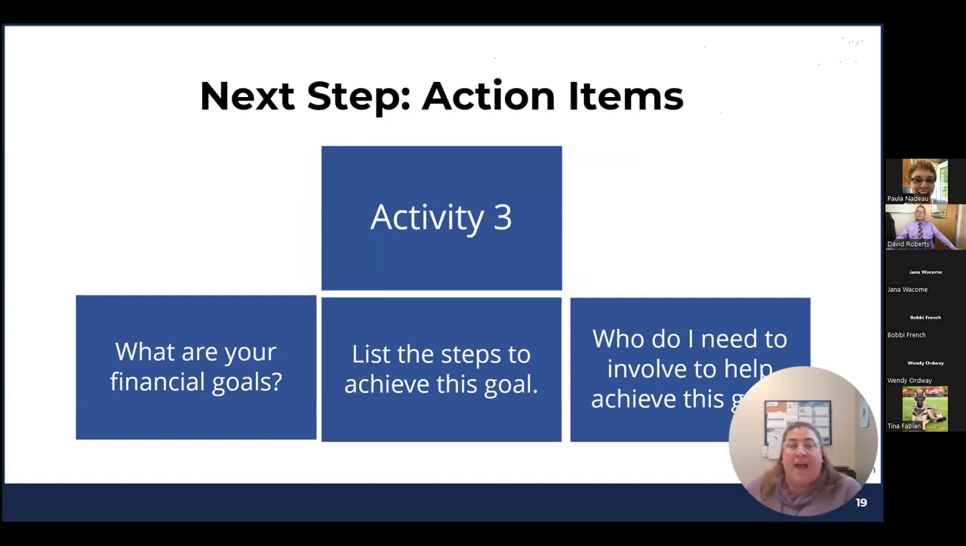So the last thing that I wanted you to do, you can do this on your own, is your action steps. What are you going to do? What are your financial goals? What are you looking to change?